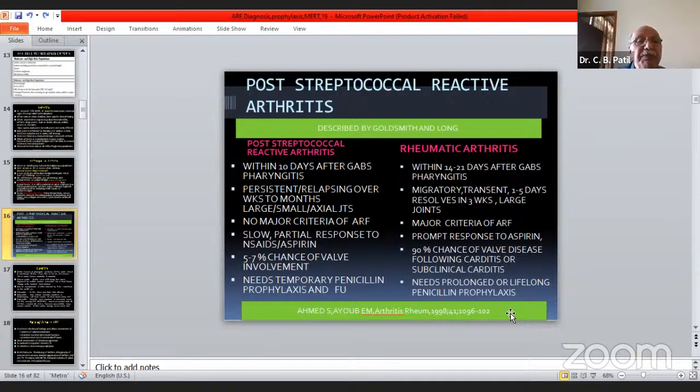Hence, even post-streptococcal reactive arthritis patients need temporary penicillin prophylaxis, and definitely a minimum one-year follow-up should be there, just to know whether rheumatic fever is causing valve damage. Whereas rheumatic arthritis definitely needs prolonged or lifelong penicillin prophylaxis.